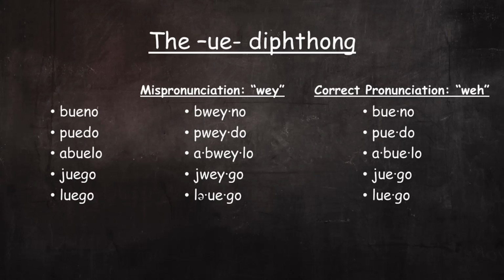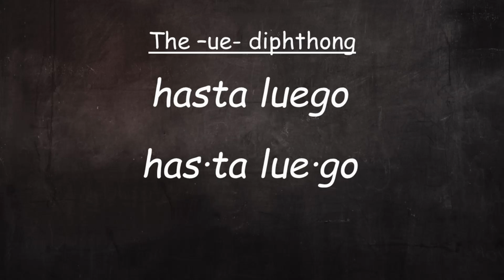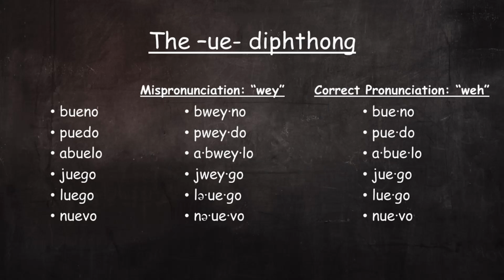Notice that the mispronunciation is 3 syllables, while the correct pronunciation is only 2, luego. So the common Spanish farewell, hasta luego, is just 2 syllables per word, not as English speakers often pronounce it. The word nuevo is exactly the same situation. English speakers seem to want to insert a schwa after the N. Let's repeat this word a few times, comparing the mispronunciation with the correct pronunciation. Nuevo, nuevo.